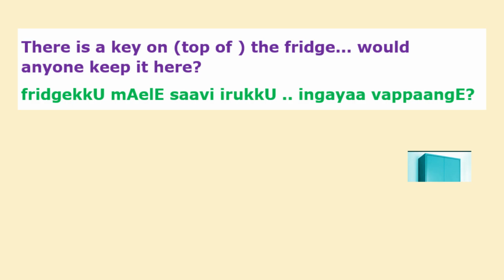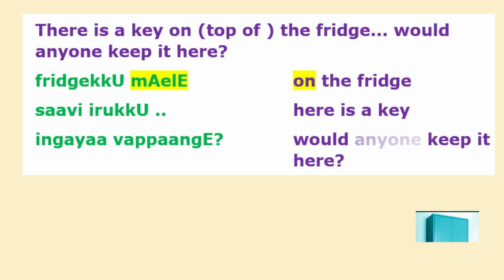There's a key on top of the fridge. Would anyone keep it here? ஃப்ரிட்ஜுக்கு மேலே, on the fridge, சாவி இருக்கு. Here's a key. இங்கே வைப்பாங்க. Would anyone keep it here? So fridge is the English word fridge that I'm using. So மேலே is top and the opposite is கீழே, down or below.